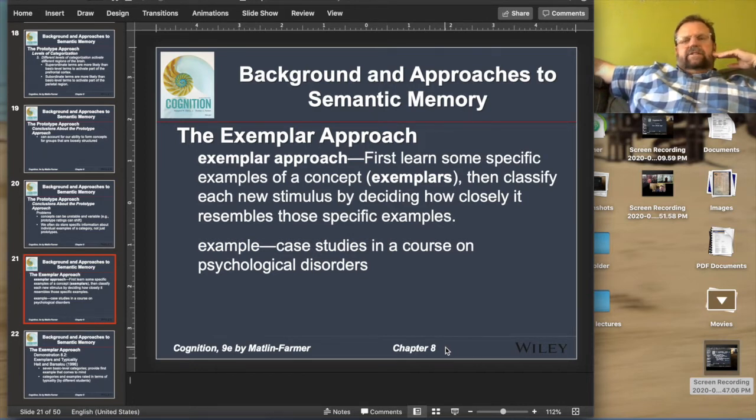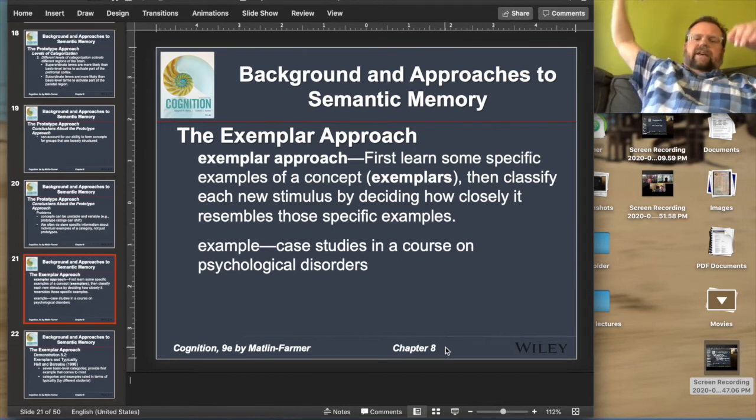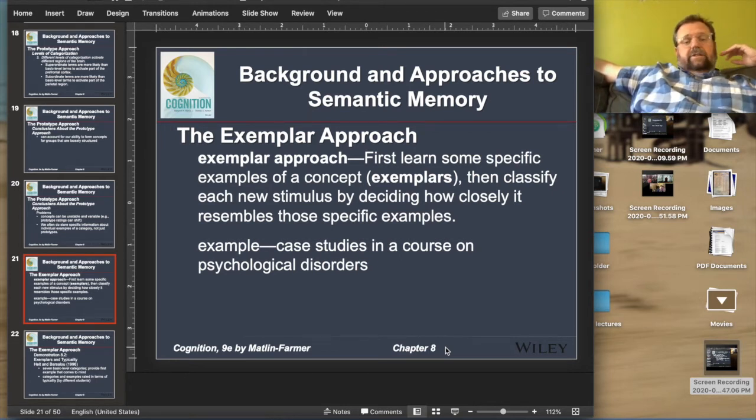So the idea is that we find one thing, and the example here is if you have several case studies in a course on different psychological disorders, the way that you begin to categorize or formulate that information is you find, for example, one example of depression that is your exemplar. And then you decide whether or not something should be categorized as depression based on how close it is to that particular exemplar.